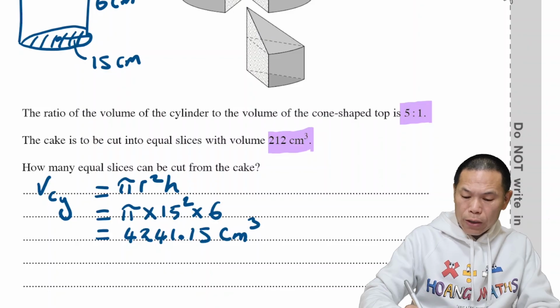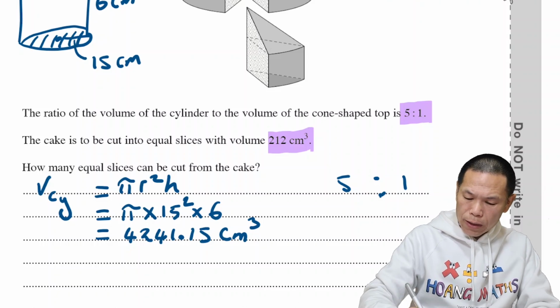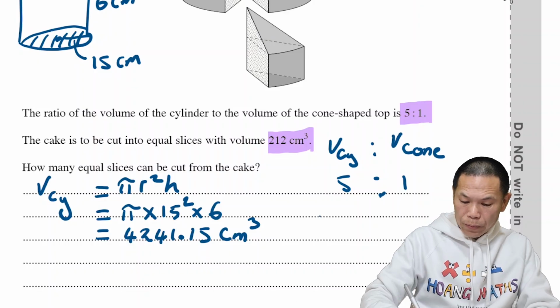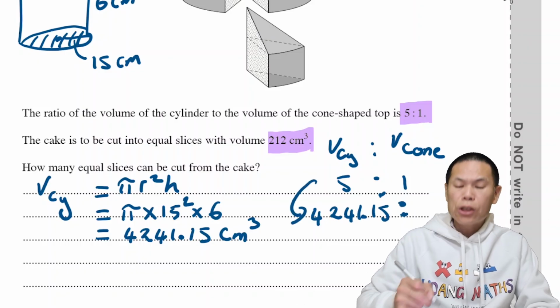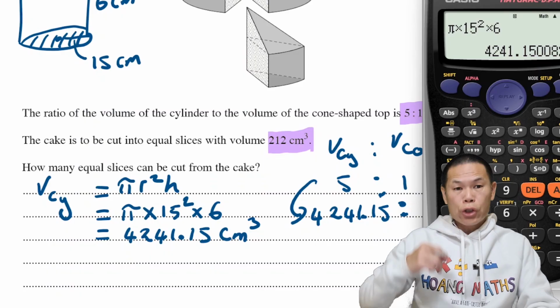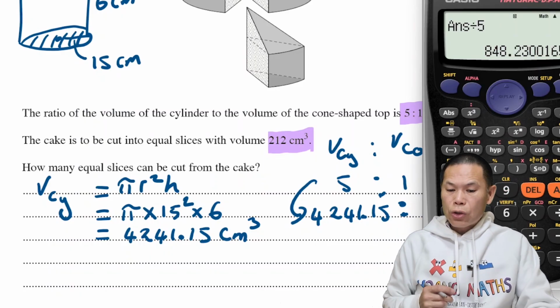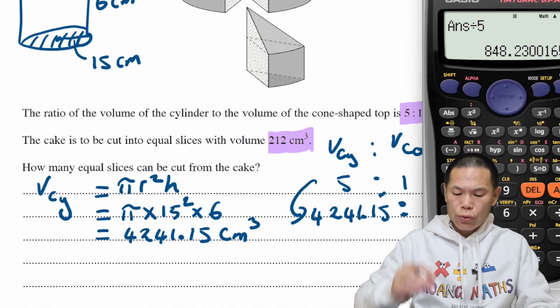Now, with this, we can find the volume of the cone. So we know that the ratio is 5 to 1. So this is the cylinder and this is the volume of the cone. And we have 4241.15. And from here to here, I just need to work out the scale factor. So I just divide it by 5. So go answer divided by 5. There you go. 448.23.